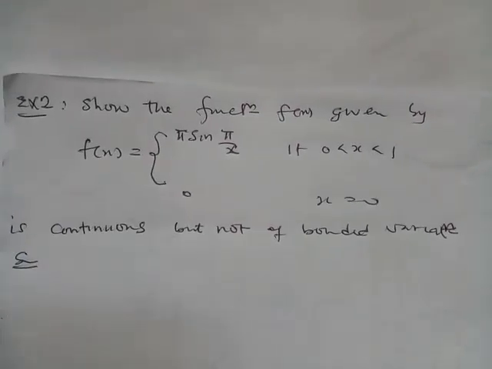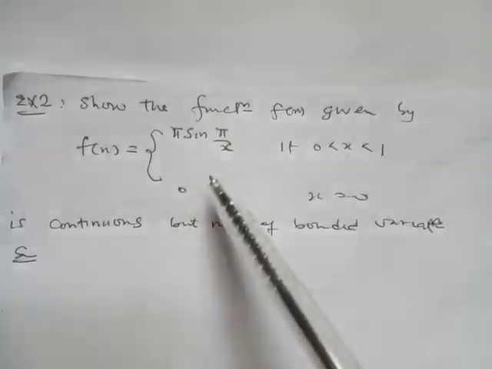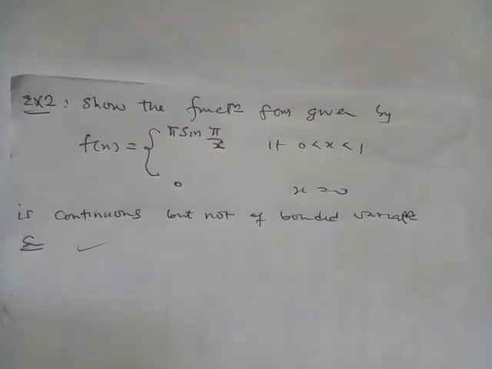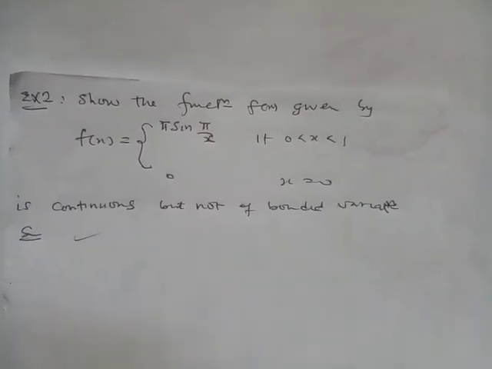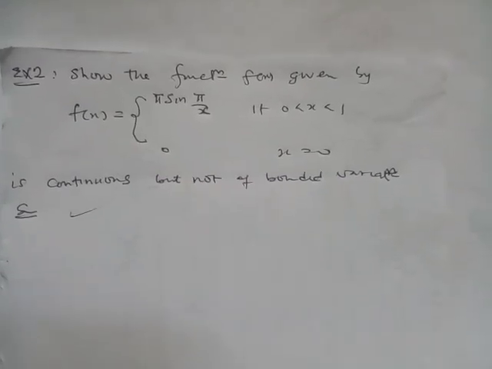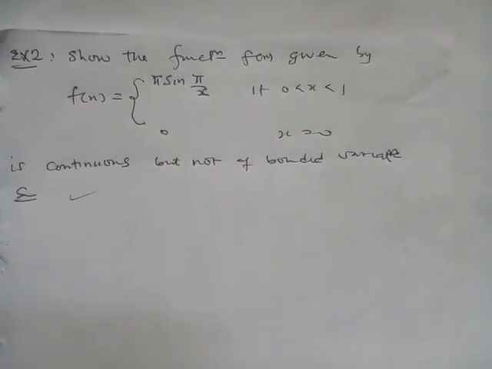Let's consider another example. So this is the second example. Show that this function is continuous, but not of bounded variation. You proceed the way we did for example 1. I only give you hints for the partition. So we'll consider the following partition.